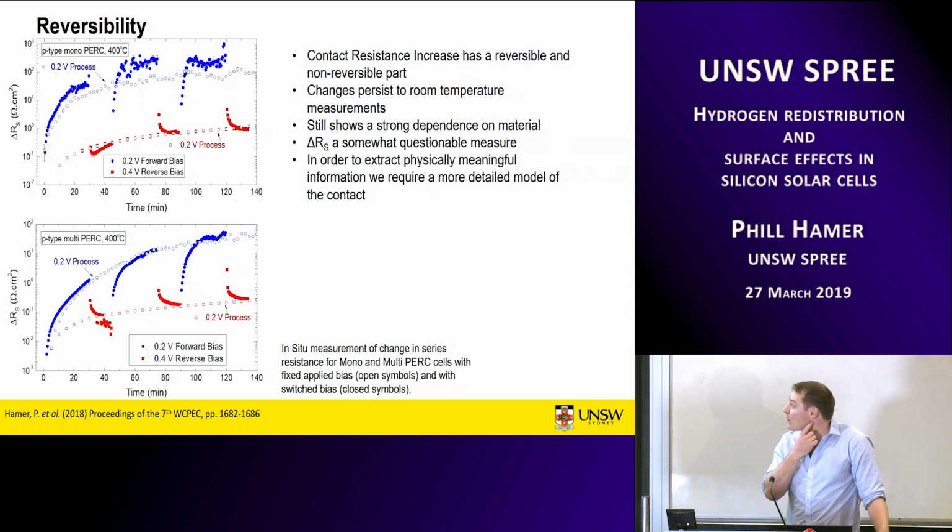Now, having shown you all this data and saying how nicely it agrees with what we expect, I should note that the delta RS I've been using here, the unit, the increase in series resistance, increase in contact resistance, isn't actually terribly physically meaningful. And the reason for this is on closer inspection of the contacts, we found what I guess you'd expect when hydrogen goes close to interface, that is fundamentally a Schottky contact.